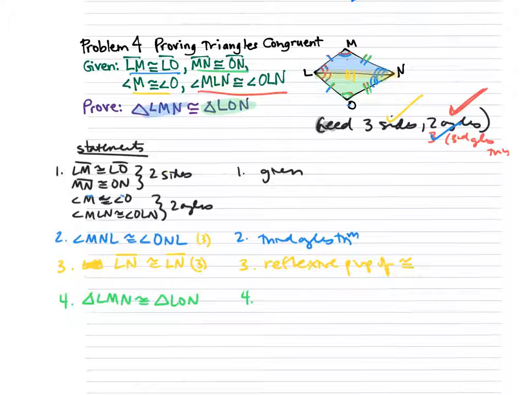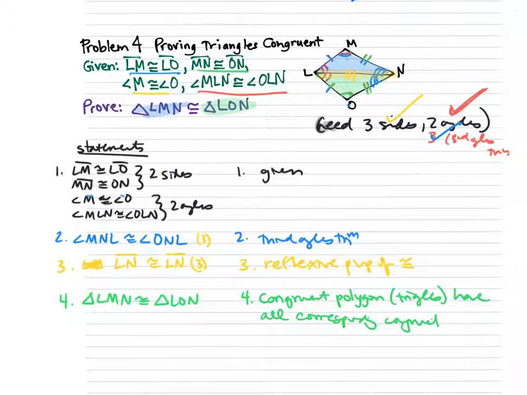And we know this because congruent polygons, in this case we can say triangles, have corresponding congruent parts.